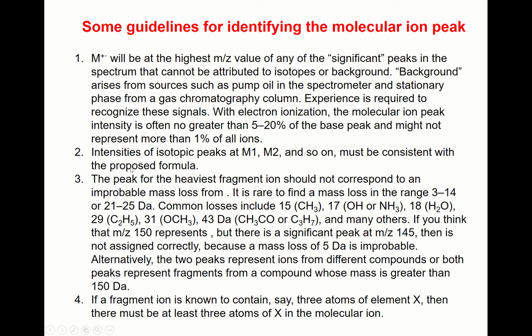Okay, so we learned already how to consider the isotope. And third, the peak for the heaviest fragment ion should not correspond to an improbable mass loss. It is rare to find a mass loss in the range 3 to 14 or 21 to 25. Okay, mass loss is always there. Okay, especially when we employ electron ionization.